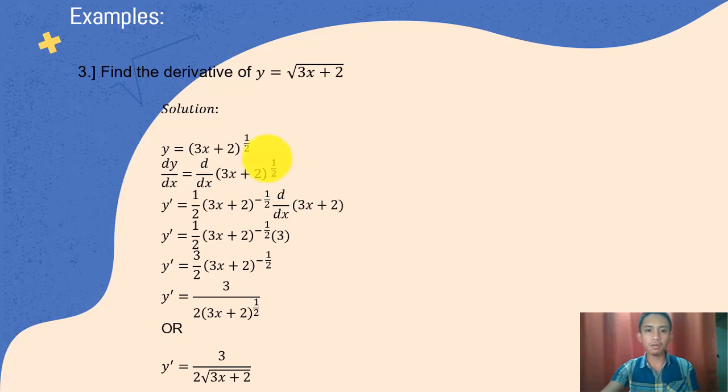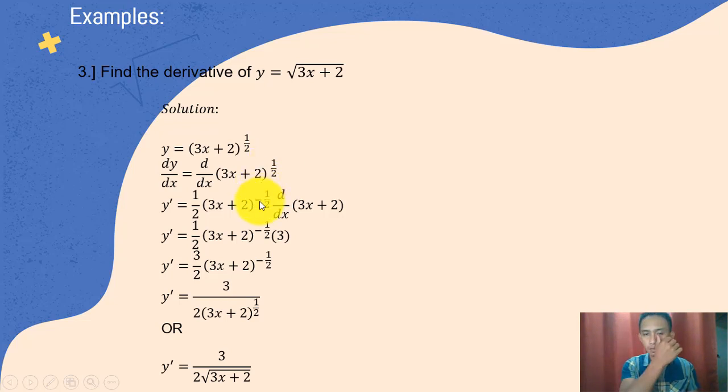So according to power, bring down this exponent. So I put there 1/2, I bring it down. I will copy the function. So I will copy that function totally. And then I will subtract 1 from your exponent. Originally that is 1/2. I will subtract 1 from 1/2. That will be negative 1/2.